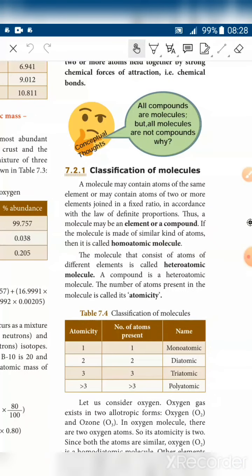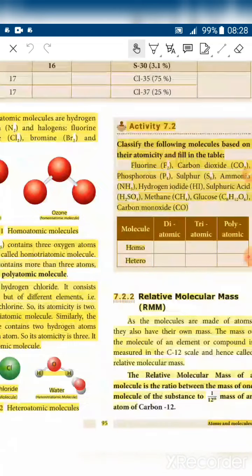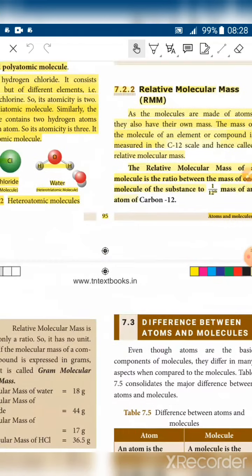And the classification of molecules based on the combination of atoms, and what is atomicity, how to classify the molecule based on atomicity. Then how to calculate average atomic mass using the mass and its abundance. Then classification of molecules based on atomicity, whether it is diatomic, triatomic, polyatomic, and relative molecular mass based on the carbon-12 scale.